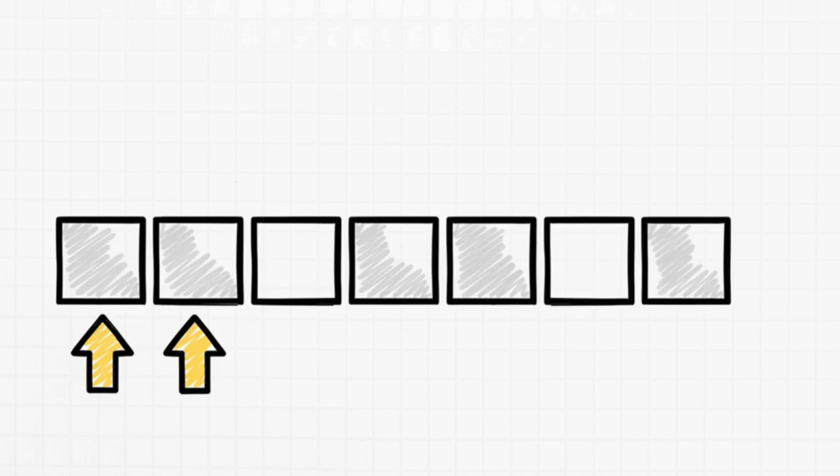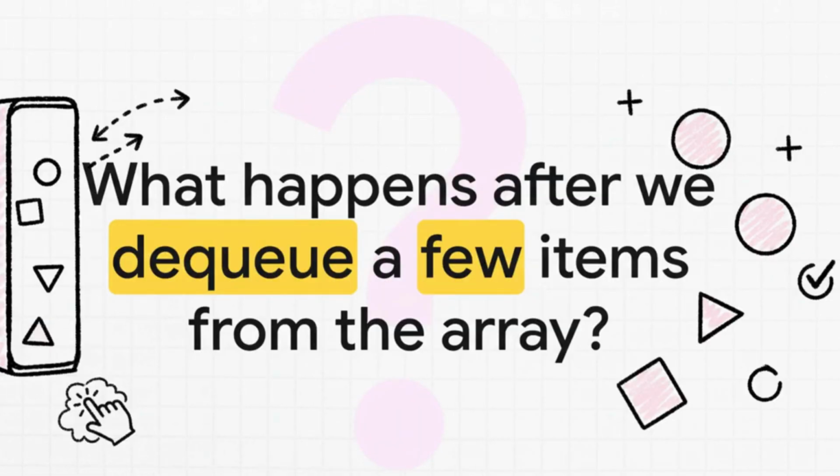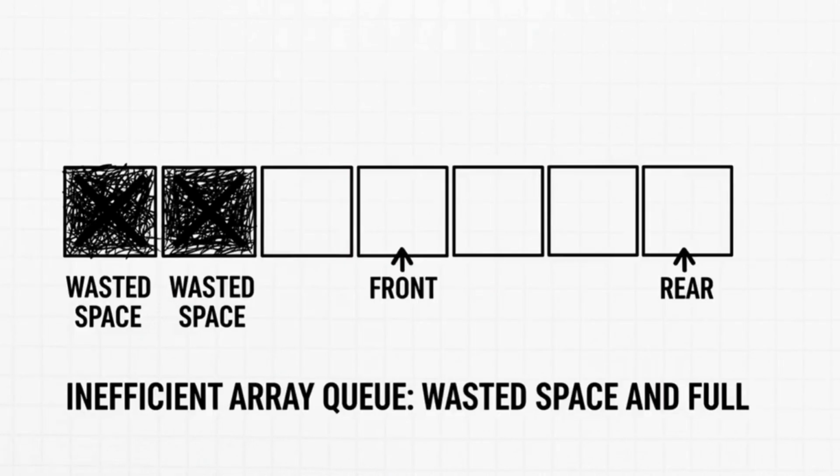Seems easy enough, right? But let's think about this for a second. We add a few items, no problem. Then we serve a few items from the front. Our little front marker moves forward. So, what's the catch? And here it is. This is the problem. See all those empty slots at the beginning of the array where items used to be? They're now just wasted space. We can't use them again, and that is super inefficient.